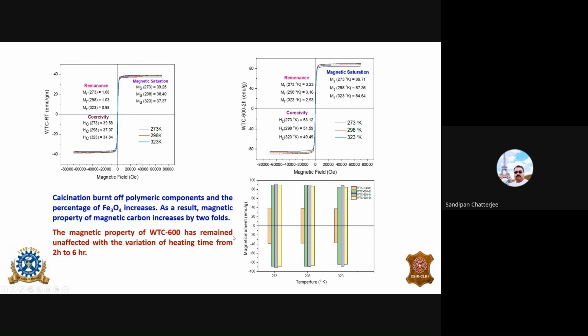And also, there's an interesting fact: if you keep the temperature at 600 centigrade and change the heating duration to see whether it changes the magnetic property or not, it is showing that it does not. If you change the calcination from 2 hours to 6 hours, maintaining the same temperature, there is no change in magnetic property.